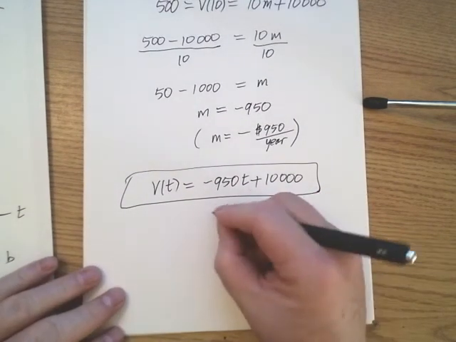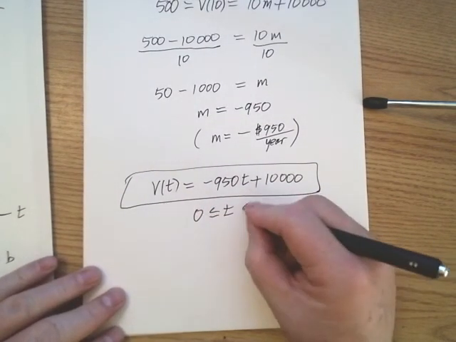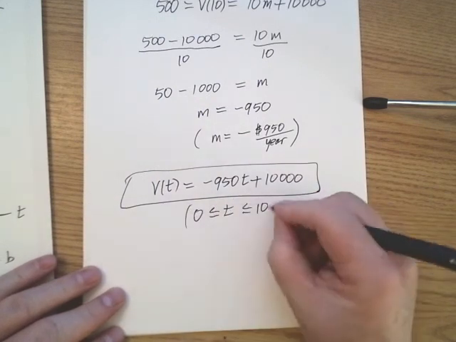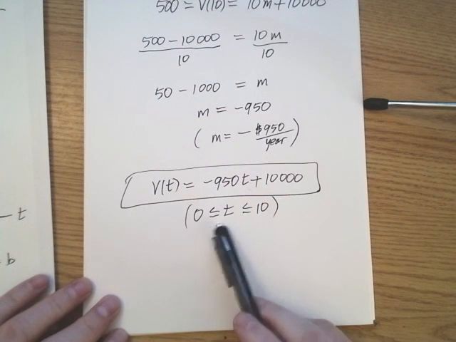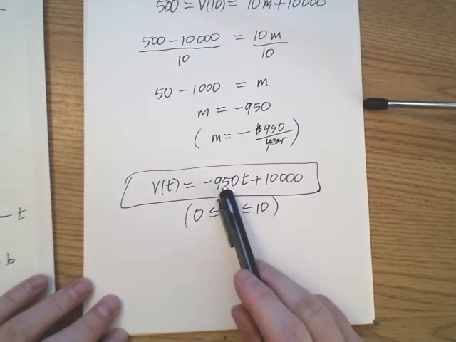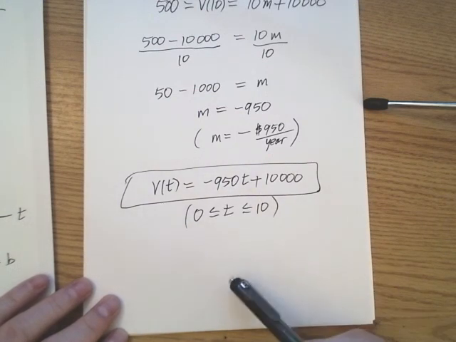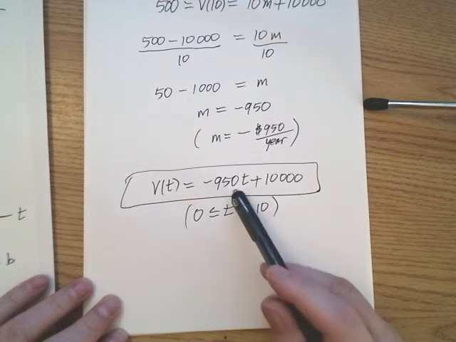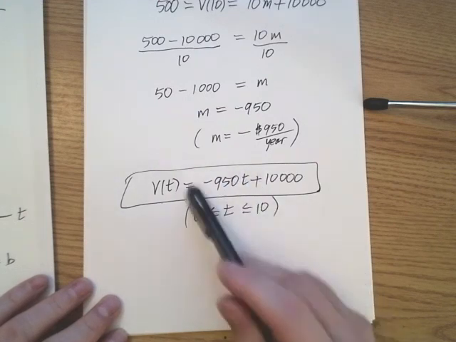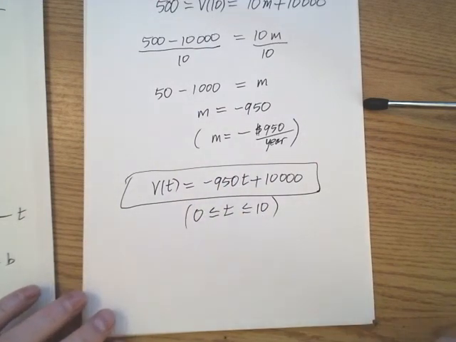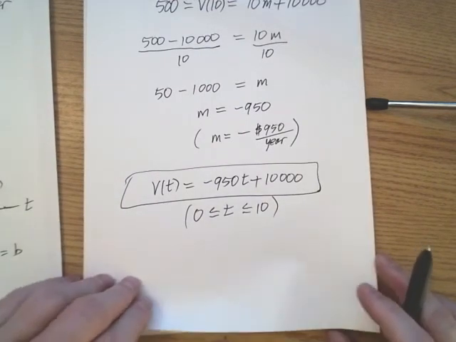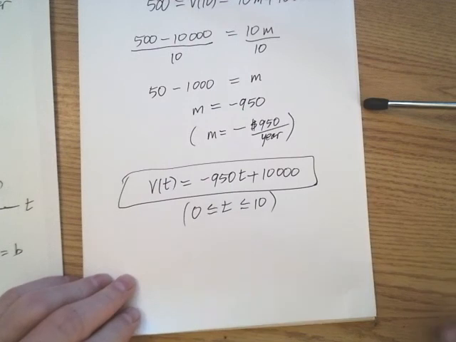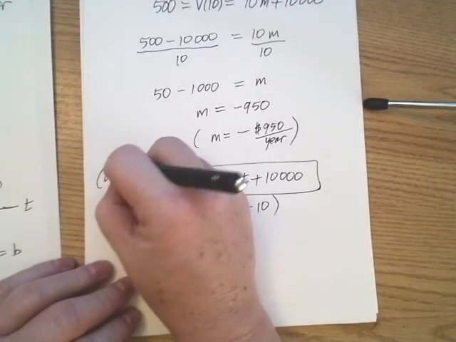Now again, I want to emphasize this is probably only good for this interval, a limited time. For example, if time was less than 0, it wouldn't be worth more than 10,000. And if t is too large, it's not going to be worth a negative amount, necessarily. Okay, so that's good. So we answered that part. This is essentially the answer to part A.